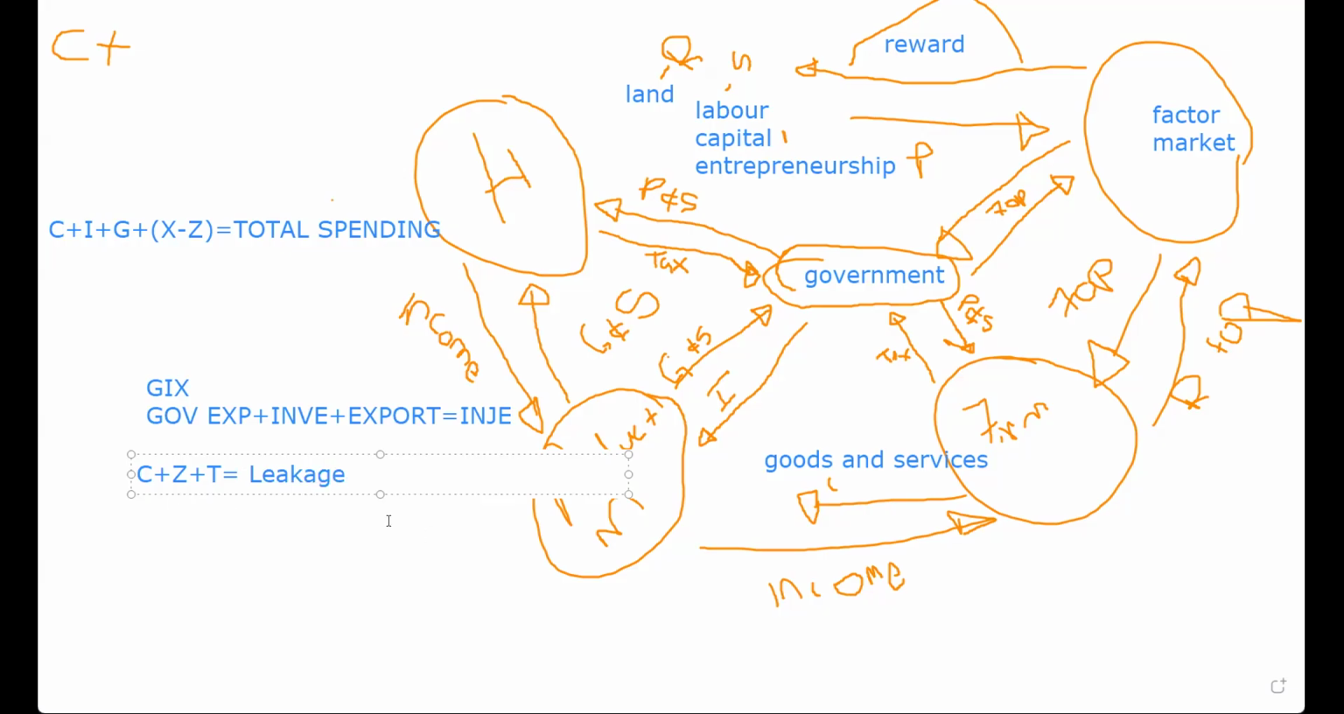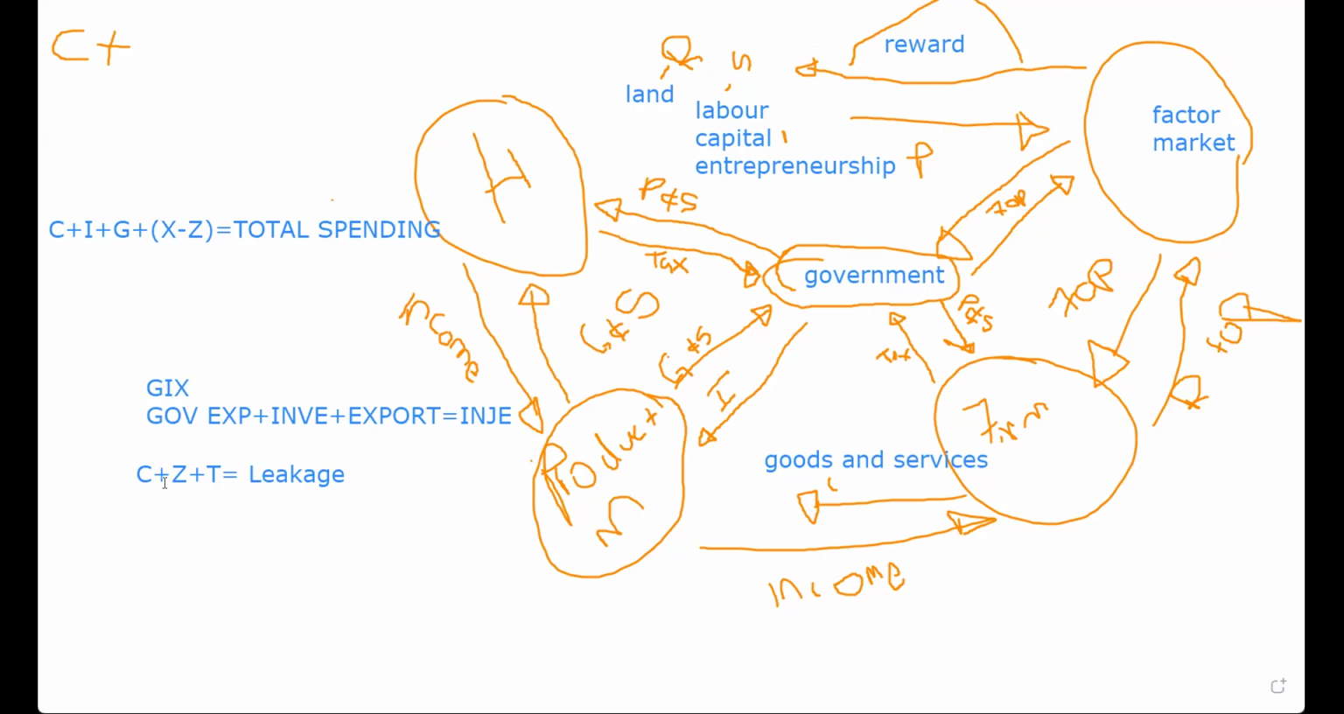This becomes a leakage. I can't find a word for this, but you just have to know that our injections are JIGS, if you want to remember it. Government expenditure is an injection because the government is spending in the economy, investment because you're buying capital goods, and exports because the rest of the world is purchasing from our economy, which means they're spending on us. Money is coming into the country. So it is an injection.